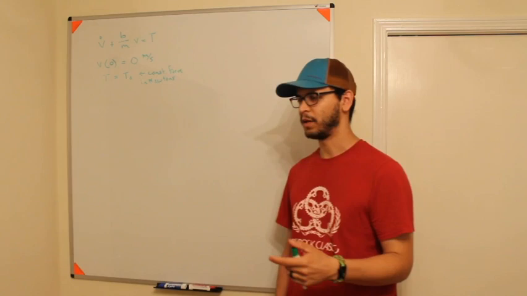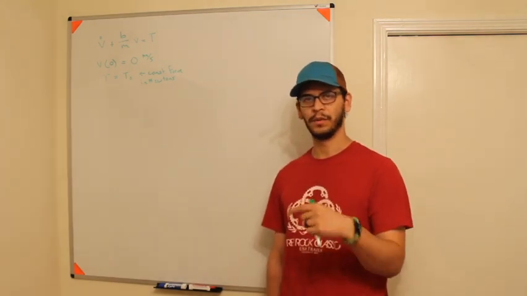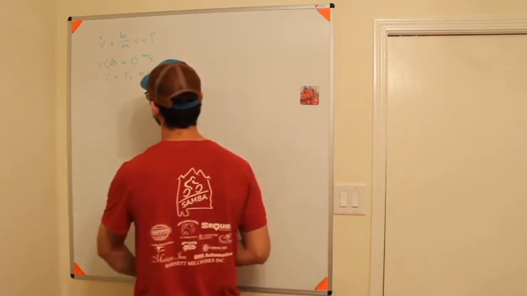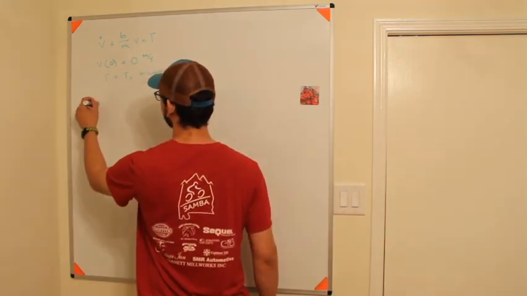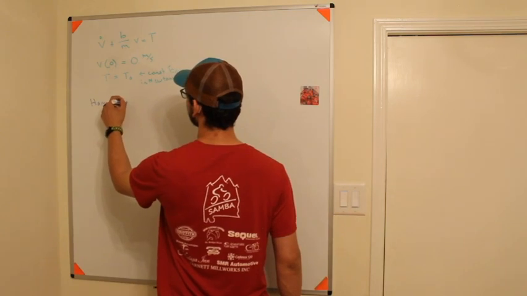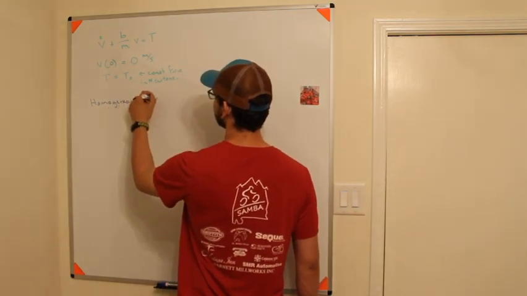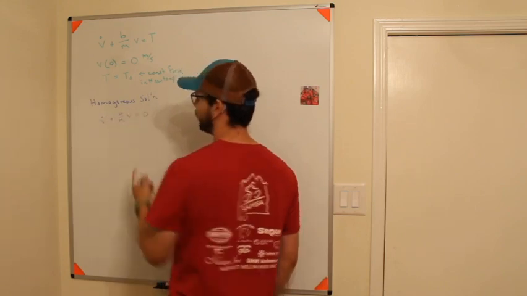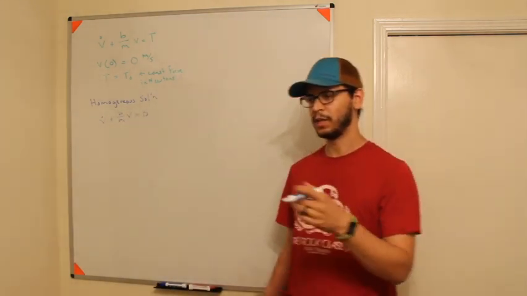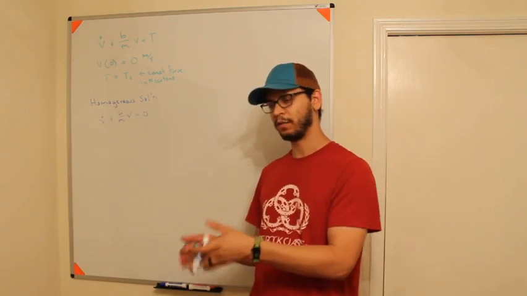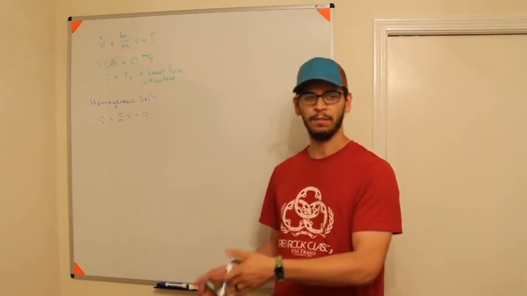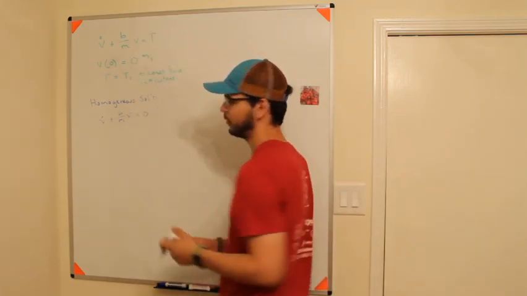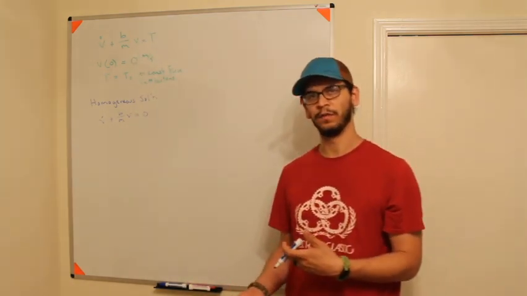So the way I solve these problems is I break it up into a homogeneous and particular solution. So the homogeneous solution is where you take everything with V in it, or everything with the state variable in it, and move it to the left-hand side. And then everything on the right, you set to 0. Another way you can look at it is you set the forcing function to 0.